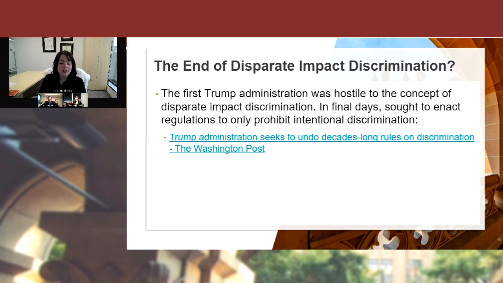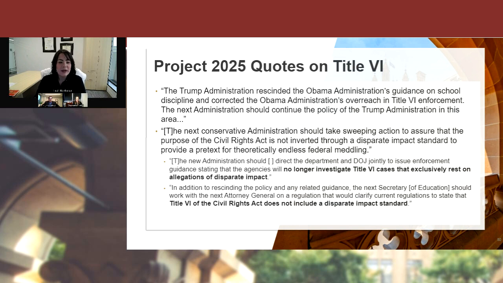Like I said, the first Trump administration was hostile to the concept of disparate impact, and in its final days, it sought to enact regulations to really make a distinction and to say, on paper, that disparate impact was not a type of claim that you could raise in the Title VI context. That did not go through, but it was one of the last things that the Trump administration tried to do in their first round in office. So now we can look towards the future if we're talking about the incoming Trump administration.